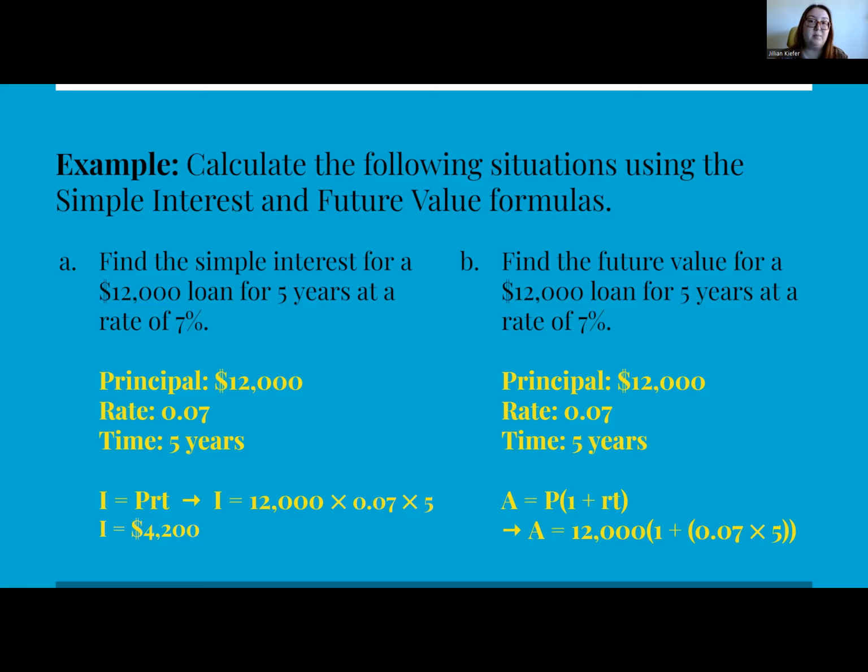Now, since R and T are being multiplied, those need to be multiplied first, and then added to 1. So we plug these in our calculator, and we end up getting that our future value of our loan would be $16,200. We said that our future value is the principal plus the interest. Our principal was 12,000 and our interest was 4,200. Add those together, that equals 16,200. So we use our more complicated equation to just verify the simpler equation was correct.